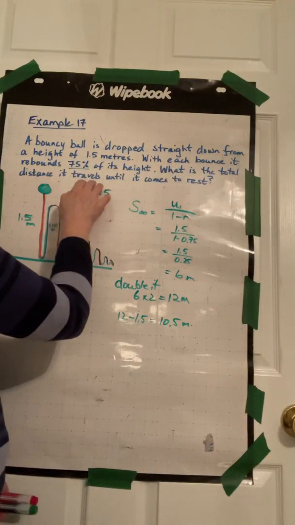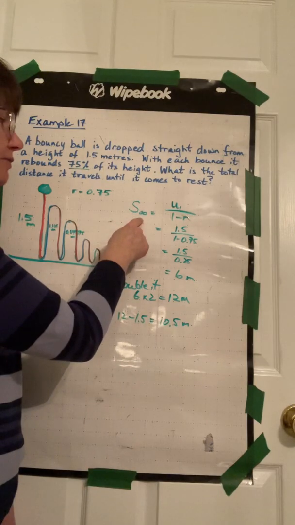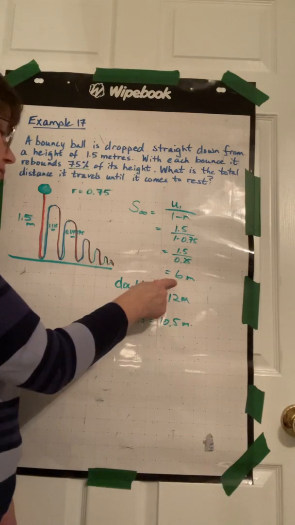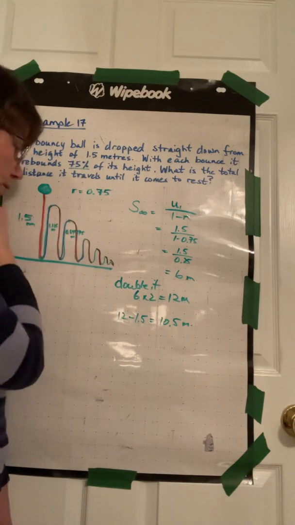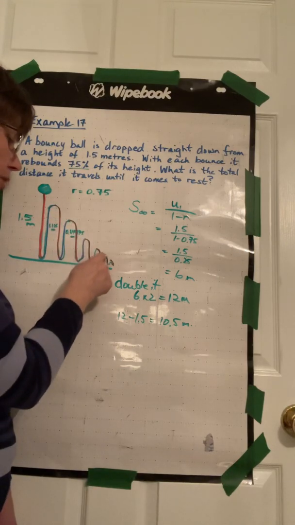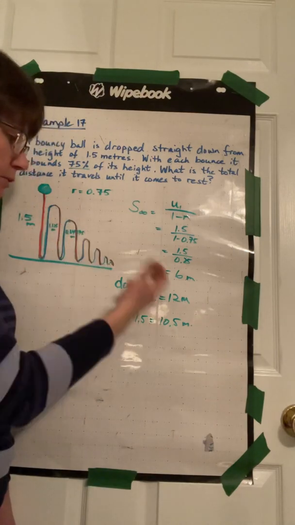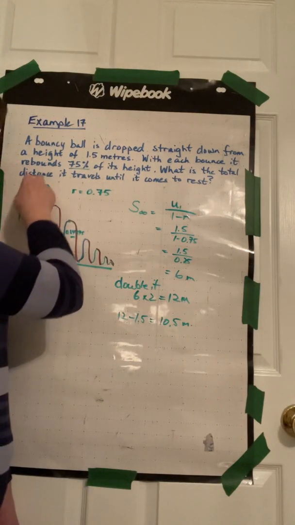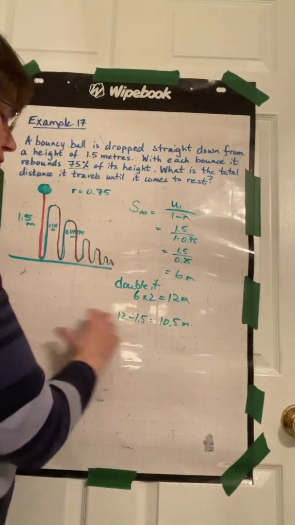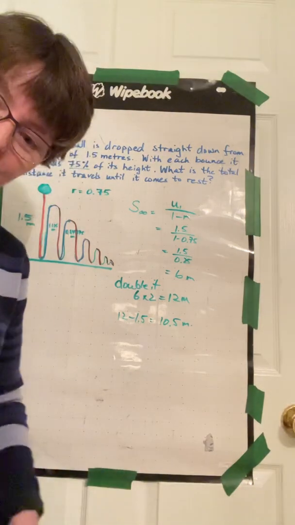What is the total distance it travels until it comes to rest? So we used the sum to infinity. We figured out what r is for that and calculated 6 meters. But from our diagram, we can see that that actually only takes into consideration adding up all those red distances. We also have all the ups to do. So we could double it, but we started up here with the ball, so the first distance is not doubled. So then we take away that first distance. Our answer: 10.5 meters.